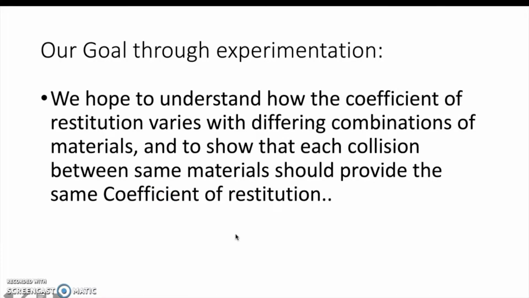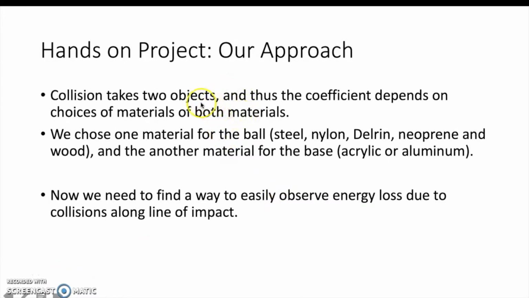Our goal through this experiment is to understand how the coefficient of restitution varies with differing combinations of materials and to show that each collision between same materials should provide the same coefficient of restitution. We know it takes two objects for a collision, and thus the coefficient of restitution depends on the material for both objects. So for the first object, we chose the ball, and we had 5 materials to choose from: steel, nylon, Delrin, neoprene, and wood. And the other material was the base, acrylic or aluminum.